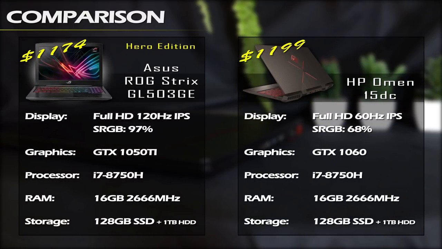For around the same price as Acer VX15, you can also have HP Omen 15-DC or Asus ROG Strix GL503GE Hero Edition. Both laptops are equipped with the same processor, 16GB of RAM and the same storage volume. The difference is in performance, as the HP Omen has GTX 1060 while Asus comes with the GTX 1050 Ti, but it has a better display, that is a 120Hz Full HD panel with 97% of sRGB color reproduction and 3ms response time. In fact, Omen has an option to choose a 144Hz display, but this setup costs over $1400, so it doesn't fit our price range.